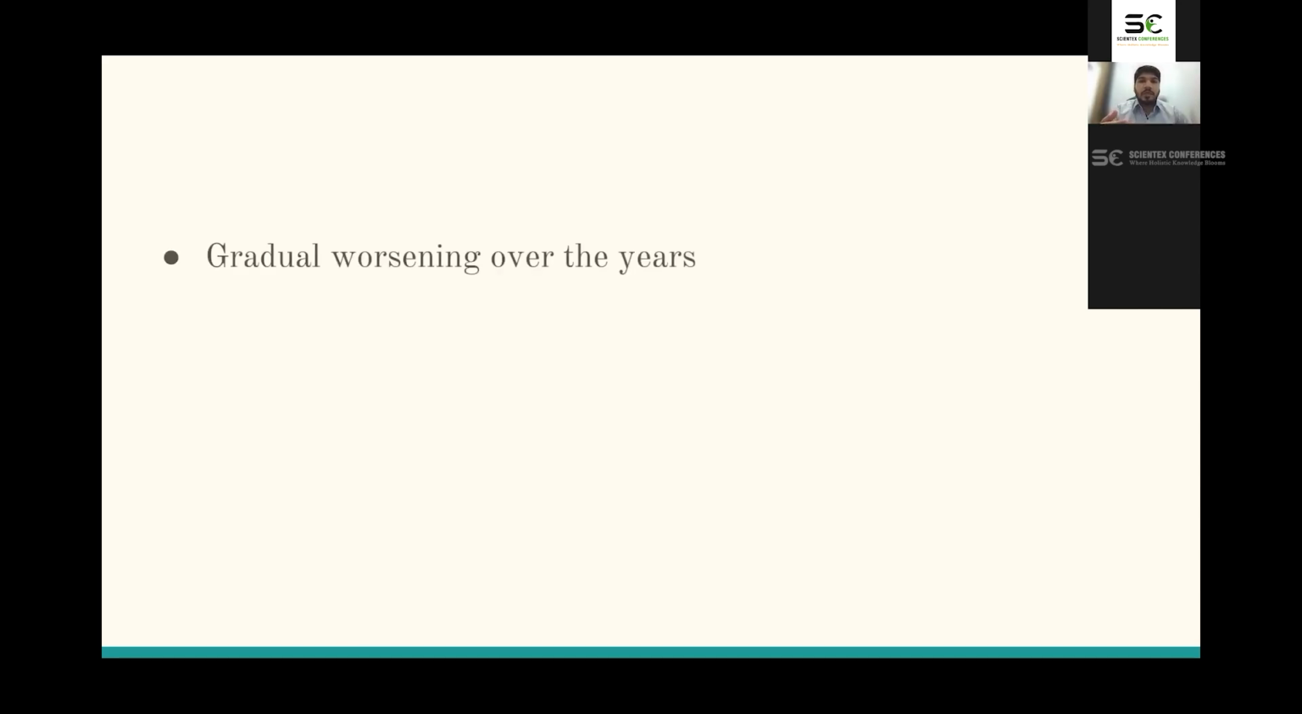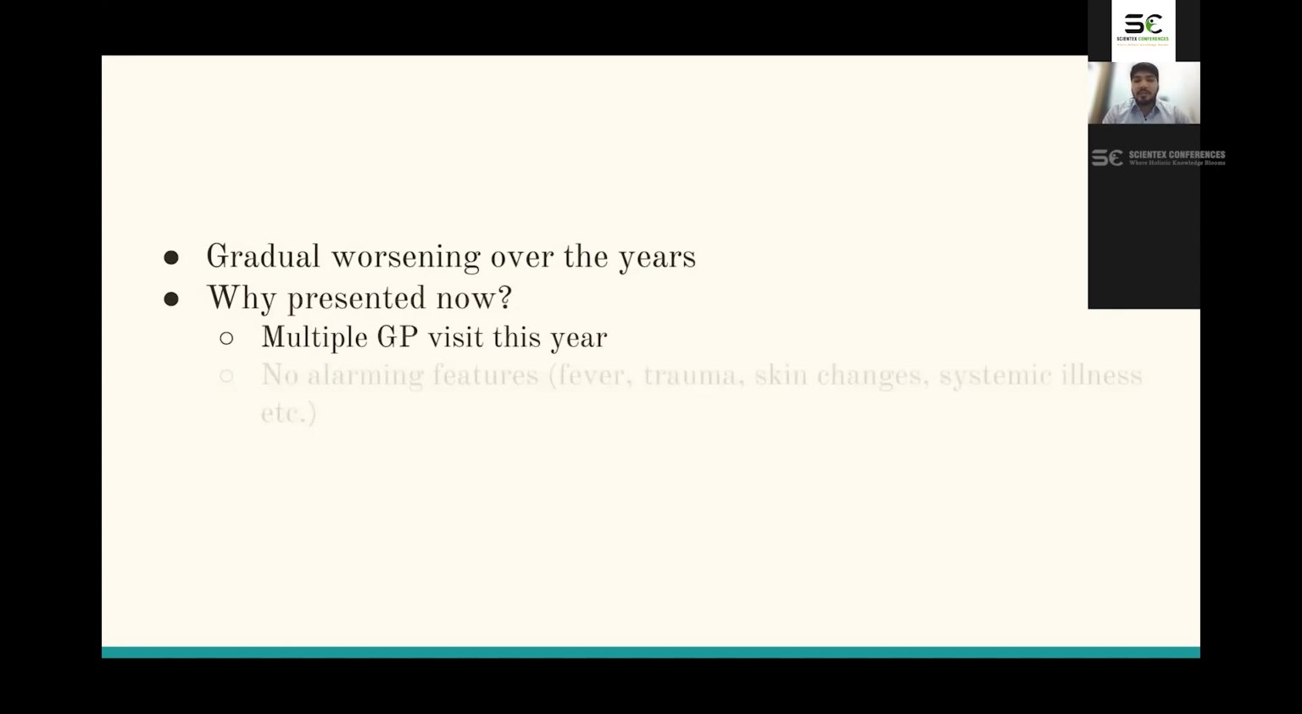over the course of the next 1 or 2 years? Initially, the patient and the parents ignored it because the investigations were fine. There was nothing abnormal. However, in the last year, the patient started having significant problems. The patient would have intermittent, on and off pain. The main question that arises is, why then did she present here? She visited the GP multiple times this year because of the worsening of the symptoms.